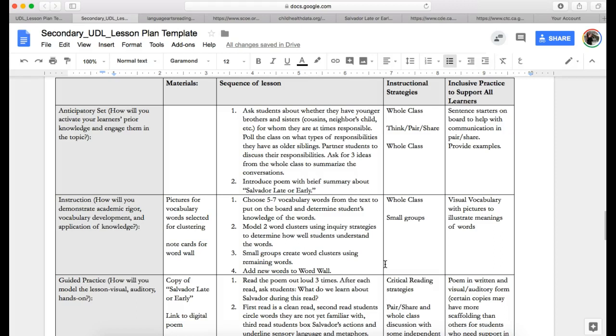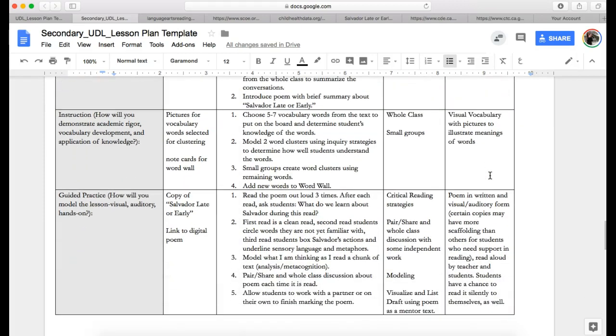After the poll, you'll partner students up where they have some pair share discussions about those responsibilities. And then at the end of those pair share discussions, you'll ask the whole class for 3 ideas to share, which summarizes their conversations. This allows you then to introduce the poem and make the connections to those anchors in their brain, Salvador, Late or Early. And notice the instructional strategies are whole class, think, pair, share, and then back to whole class. For the inclusive practices to support all learners, we've got the sentence starters on the board to help with communication during the pair share, and then also providing examples if needed.